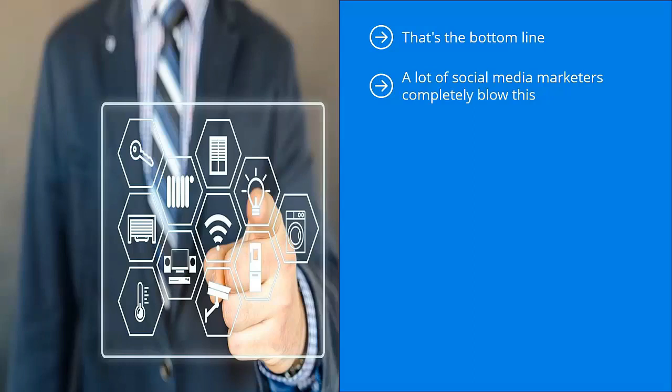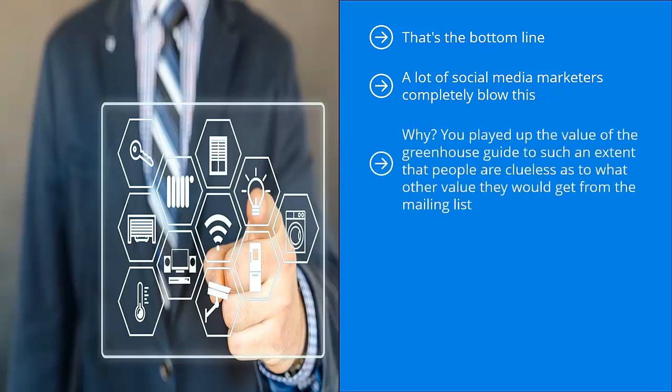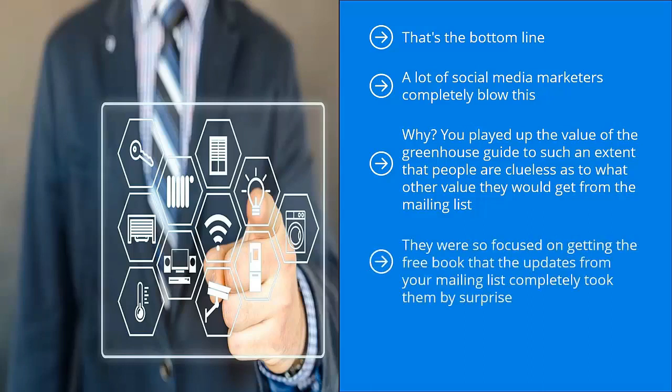They think that it's all about marketing the incentive. Well, to continue with the example I raised earlier, what happens after you get people to sign up to your list in exchange for the greenhouse guide? That's right, nothing. Why? You played up the value of the greenhouse guide to such an extent that people are clueless as to what other value they would get from your mailing list. Indeed, don't be surprised if people start reporting your list as spam after you start sending them updates. They were so focused on getting the free book that the updates from your mailing list completely took them by surprise. This happens all the time because of faulty messaging on your blog or website.